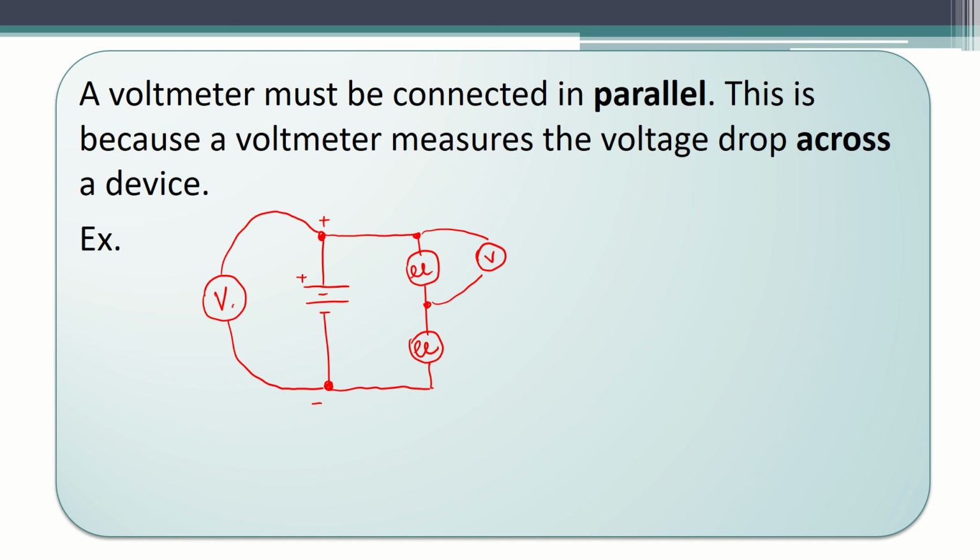So again, for the voltmeter, you don't have to break the circuit. You just connect it in parallel to whatever part of the circuit you want to measure the voltage.